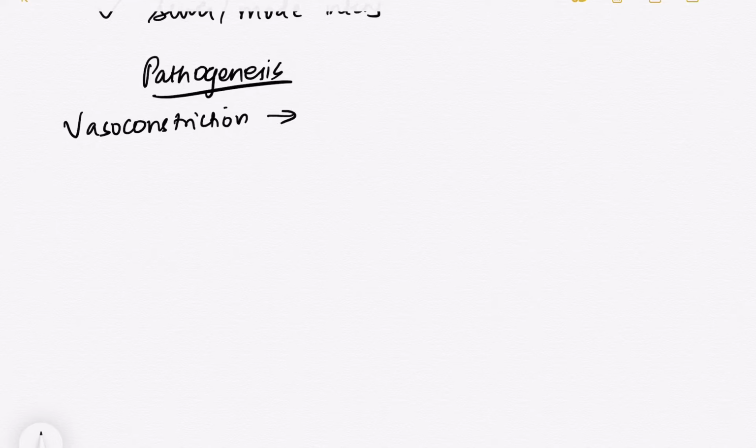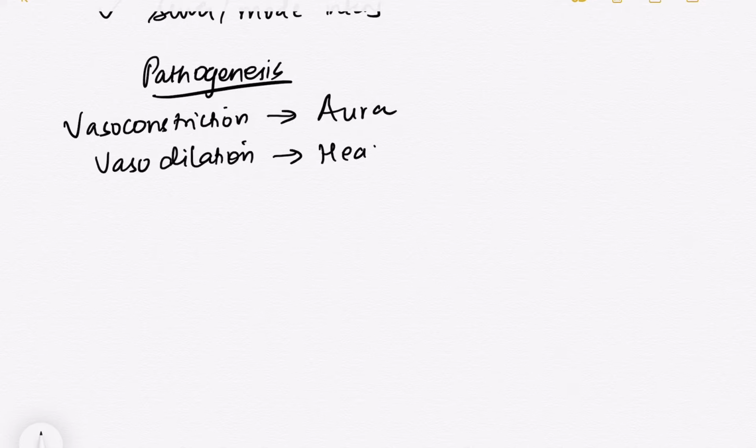pathogenesis of migraine. Okay, so pathogenesis, if we talk about, then basically there is this vascular theory which says that vasoconstriction of intracerebral vessels causes aura, and vasodilation of intracerebral vessels causes the actual headache.